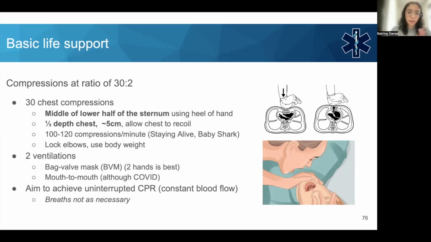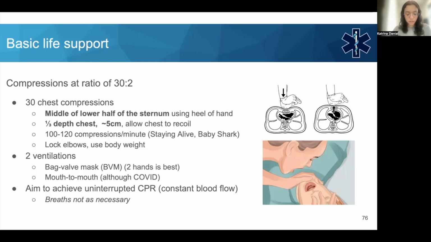You want to press 1/3 of the chest, and you want to compress to the rate of 100 to 120 compressions. So if you go to the song Staying Alive, and a new one you can use is Baby Shark, but Are You Staying Alive?